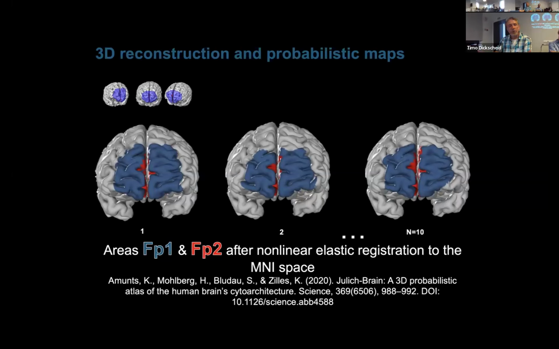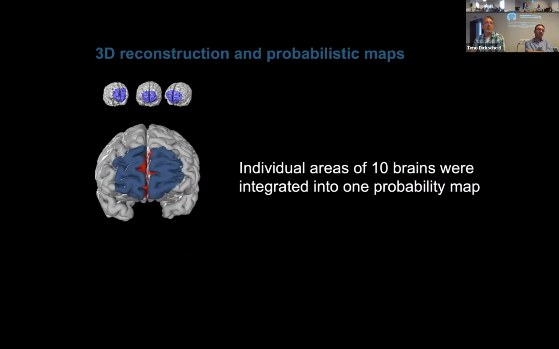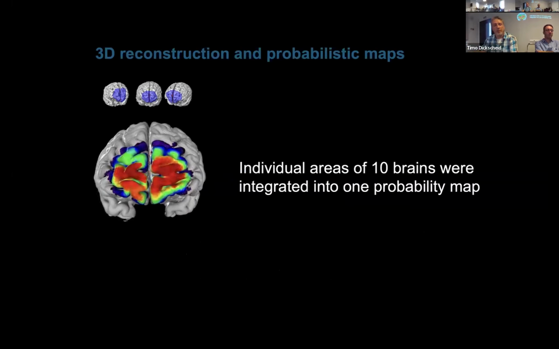And once we have brought all individual brains and the delineations of the areas into the reference space, we can simply overlay them, which gives us the probabilistic information. So what we see here is a probabilistic map, frontal pole area. Red means that there's a very high probability of being a specific area. So here in 10 out of 10 brains, this area was found at this position. And the periphery of the area shows the interindividual variability of the different brains. And this was done for all brains.